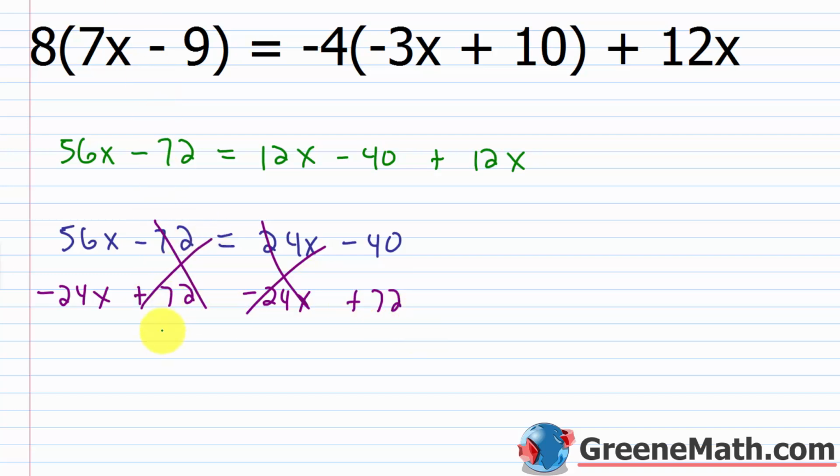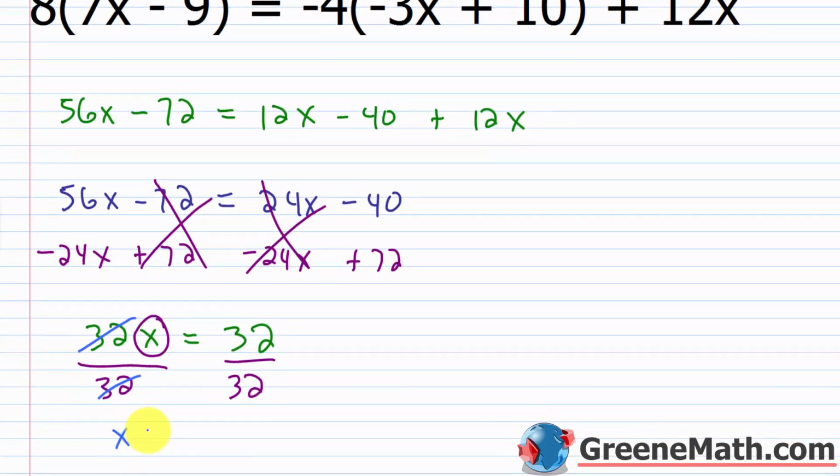On the left side, I have 56x minus 24x, which is 32x. On the right side, I have negative 40 plus 72, which is 32. So now I have a variable term, 32x, equals some number, 32. It's easy to find my solution now. I just want to isolate the variable x. If 32 is multiplying x, I just divide both sides of the equation by 32 to undo that. So this cancels with this, and I'm left with x equal to 32 over 32, which is just 1. So x equals 1 is my solution here.